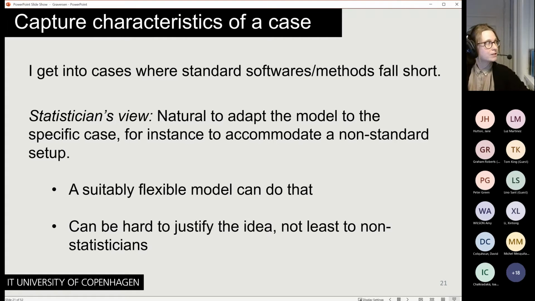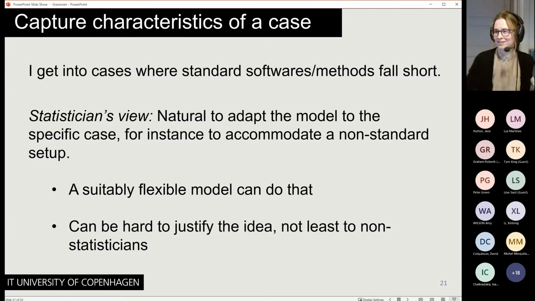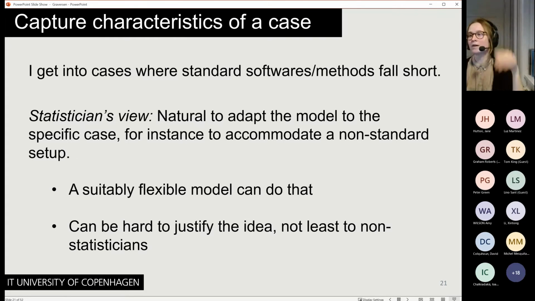But in a specific case, it can be a little bit hard to justify the idea. Because it might be very clear to me that, oh, if I just set these parameters, then we have this case as a special case. But arguing this can be more difficult. So far, it's been fine with all the cases. I've not had any actual resistance, but I can see how it quickly becomes a bit of a headache.